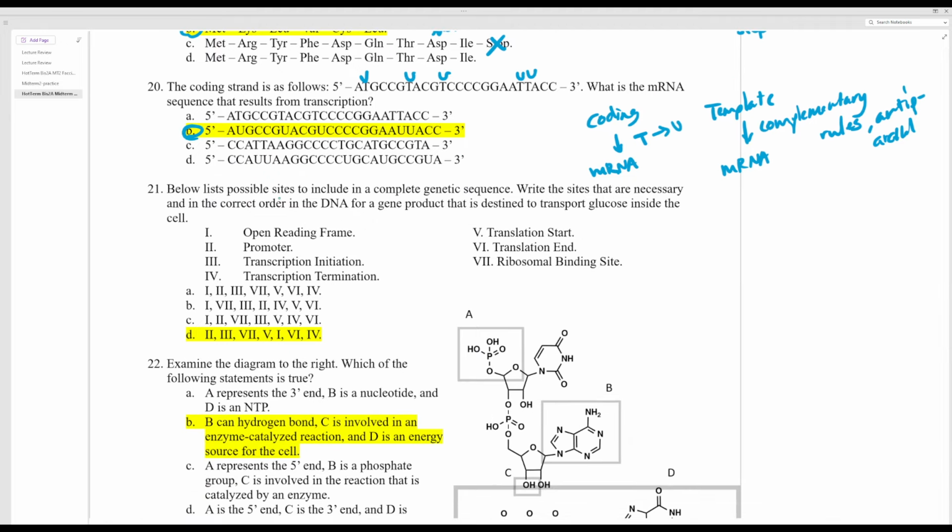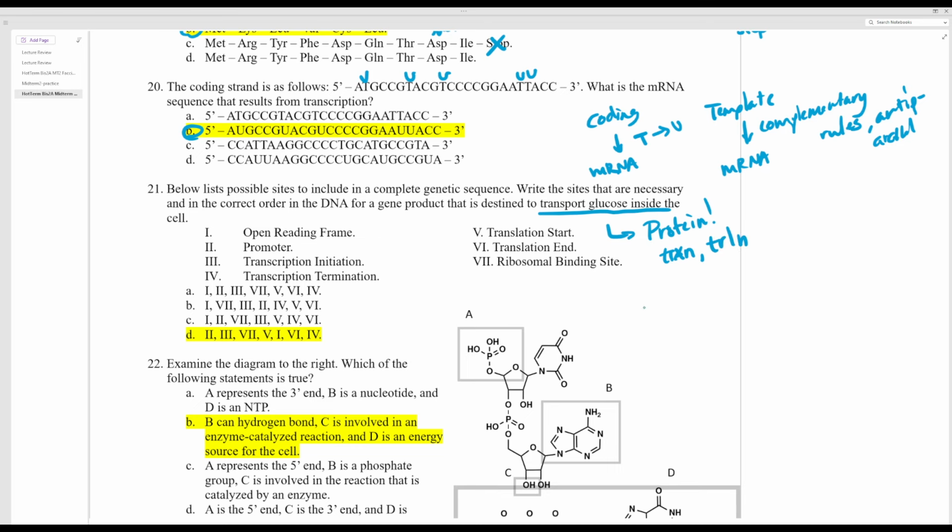Okay, below list possible sites to include in a complete genetic sequence. Write the sites that are necessary and in the correct order in the DNA for a gene product that is destined to transport glucose inside the cell. What did we learn transports glucose inside the cell? A protein, which means this needs to be transcribed and translated.